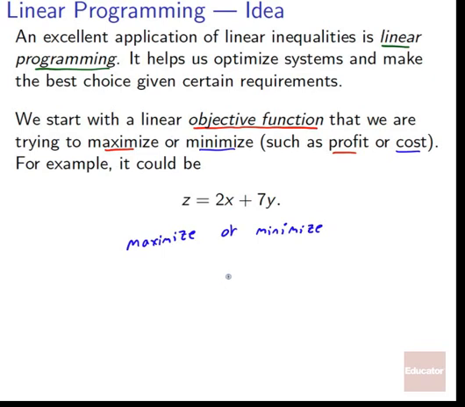Now notice, if there's no restrictions on x and y, z will be at its biggest when x is flying out to infinity and y is flying out to infinity. It'll be minimized when x is flying to negative infinity and y is flying to negative infinity. So we need to have some limitations on what x and y are going to be for us to actually be able to find any maximum or minimum for that to be meaningful.